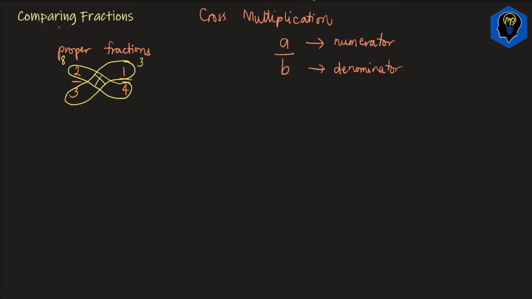Now, you have the products, 8 and 3. Ano ba yung mas malaki? Is it 8 or is it 3? Of course, we know that 8 is bigger than 3. Therefore, let me just rewrite it. 2/3 is greater than 1/4. So, yun lang yun. Cross multiplication.